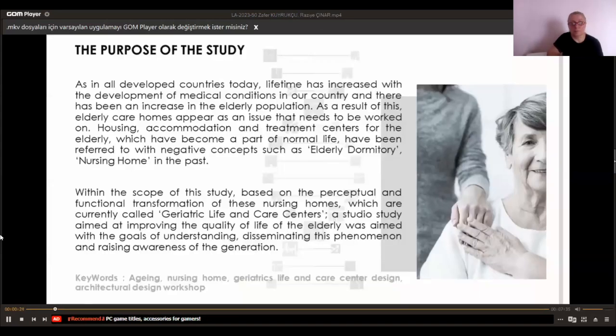As in all developed countries today, life expectancy has increased with the development of medical conditions in our country, and there has been an increase in the elderly population. As a result, elderly care homes appear as an issue that needs to be worked on. Within the scope of this study, based on the perceptual and functional transformation of nursing homes, which are currently called Geriatric Life and Care Centers, a studio study aimed at understanding this phenomenon, spreading it, and improving the quality of life of the elderly was carried out.